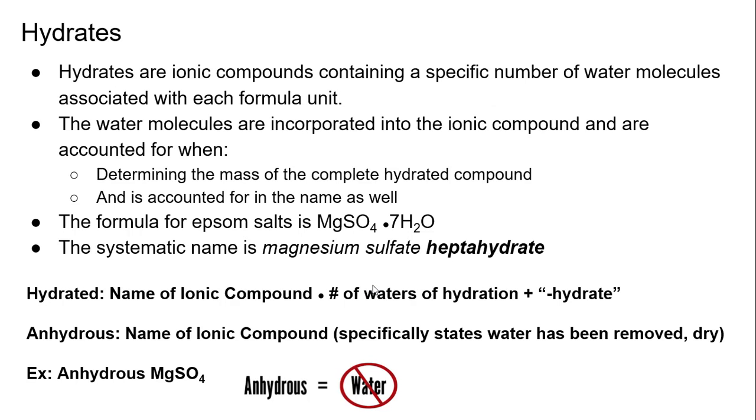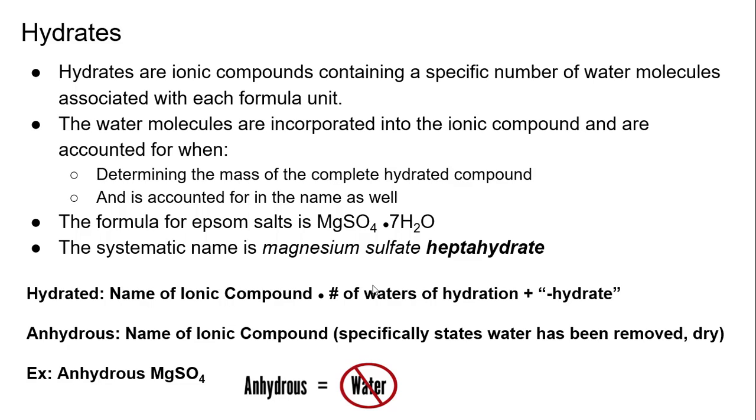Now we get into hydrates. Hydrates are ionic compounds containing a specific number of water molecules associated with each formula unit. The water molecules are incorporated into the ionic compound and are accounted for. So these are not just hanging around because they're attracted to it. They're actually incorporated into the lattice structure. And in order to remove them, some are very easy, they will just leave with low heat, and others take a lot more than that to remove them.